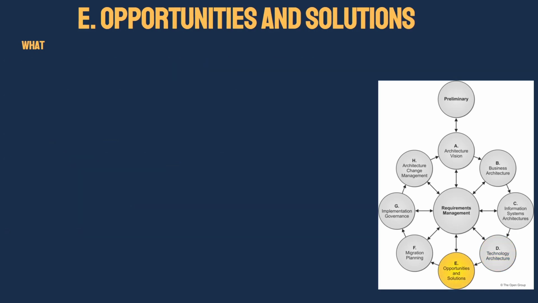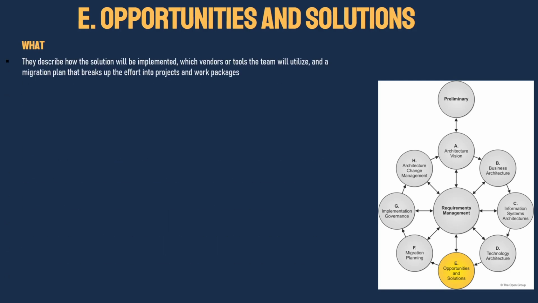Opportunities and solutions is where the rubber hits the road. It describes how the solutions will be implemented, which vendors are going to be selected, which tools the team will utilize, and some sort of migration plan that breaks up all of the effort into specific sub-projects and work packages.